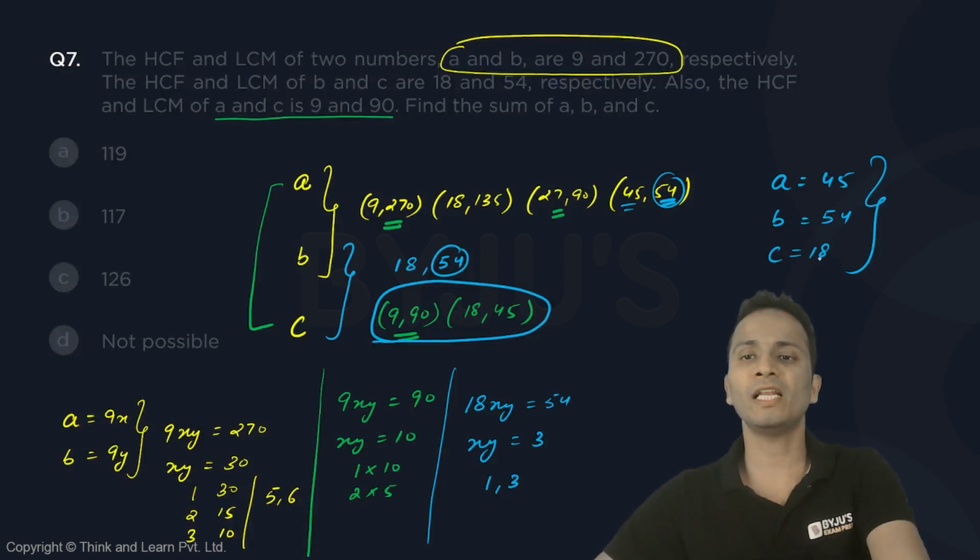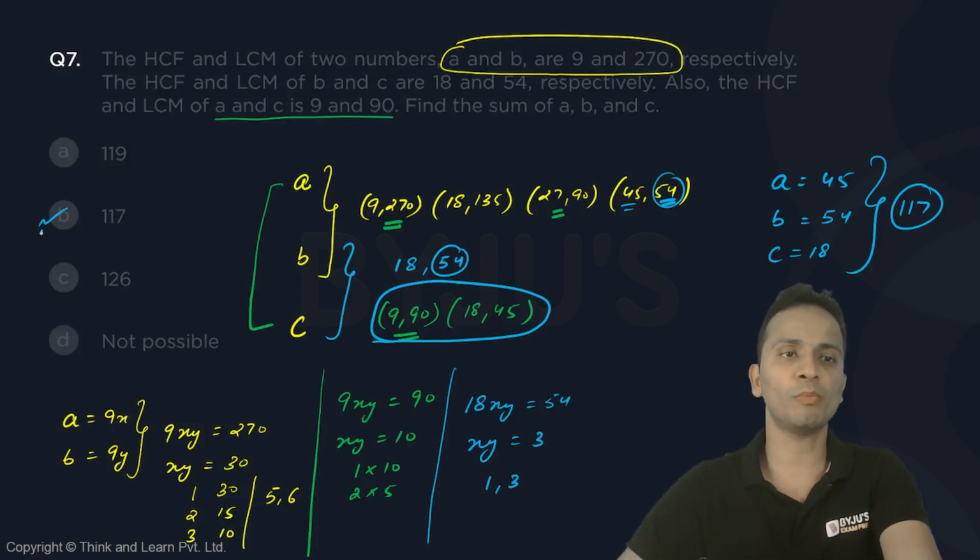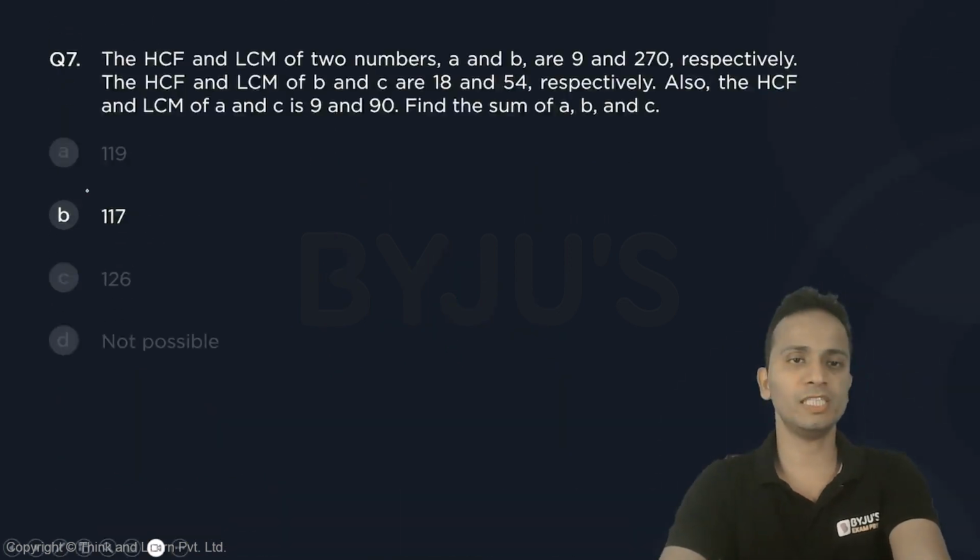So 99 and 18 is 117. So 117, that is option B, will be the sum of these three numbers.